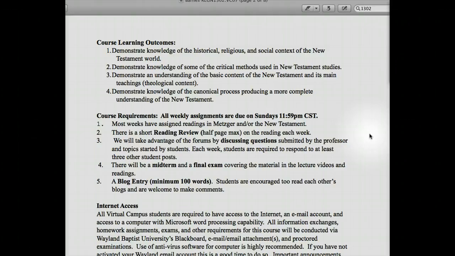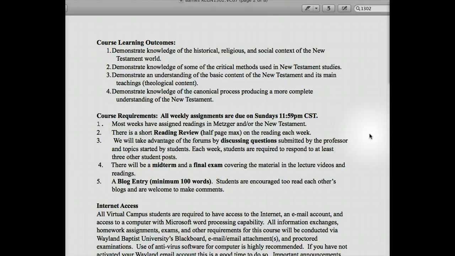Okay, blog entry is the final thing, 100 words. And I write 100 word sentences. So I think that you can write three sentences and get 100 words if you're writing a reasonably long sentence. And blog entry is just that. It's expressing your views. I do not grade on content in the blogs. I just check to see if it's done. And a lot of the blog posts that I see have been wonderful.